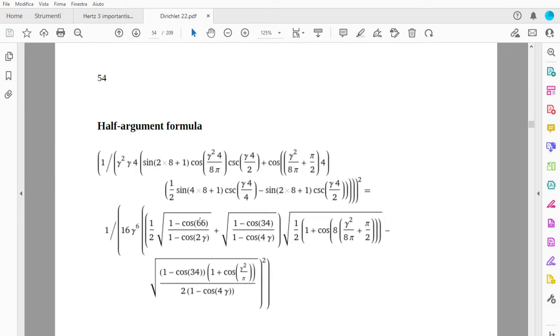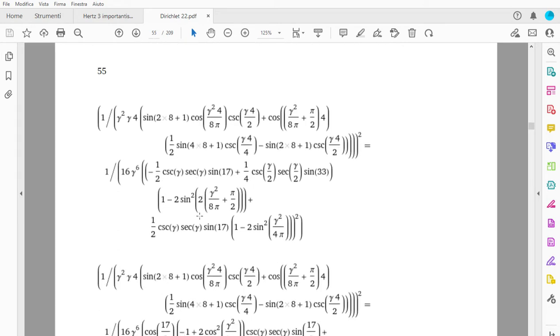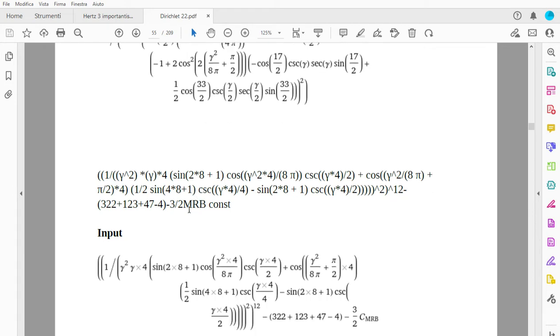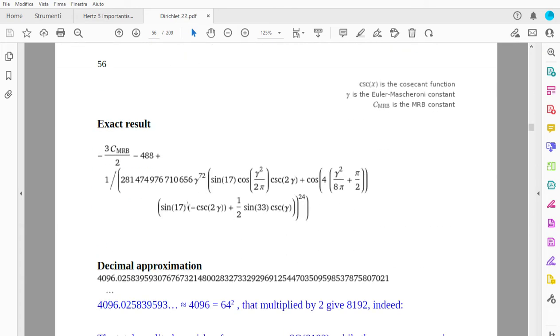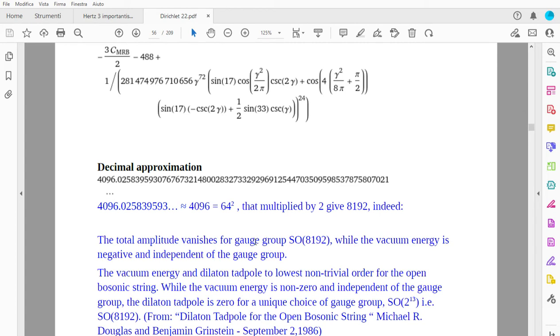It's a very long, a beautiful mathematics. And from the previous expression, after some calculation, we obtain this exact result. Practically a value very near to 4096. That multiplied by 2 gave 8192.